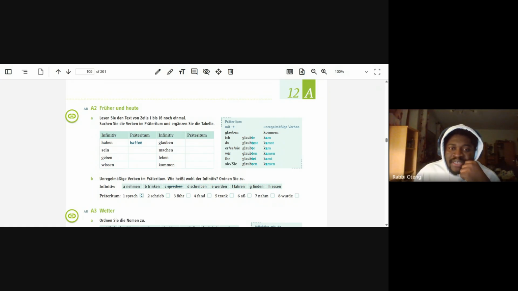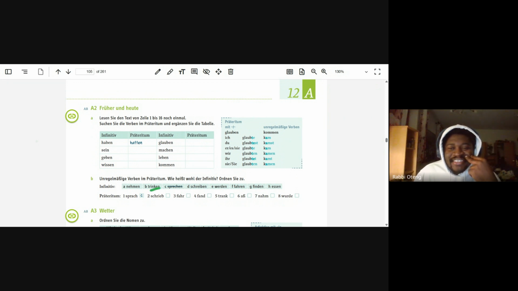In the Präteritum, the first person singular and the third person singular conjugations are always the same. So ich kam is also kam. Klar. All right, so here is nehmen. Nehmen is nahm. So I took, nehmen is to take. When you say I took the phone: Ich nahm das Handy.